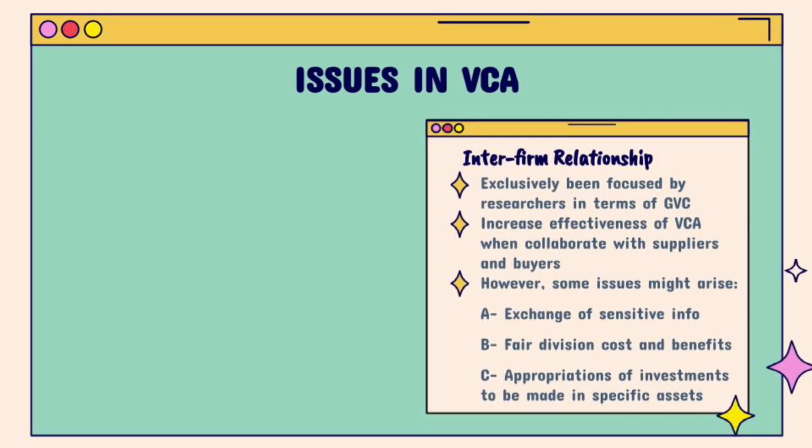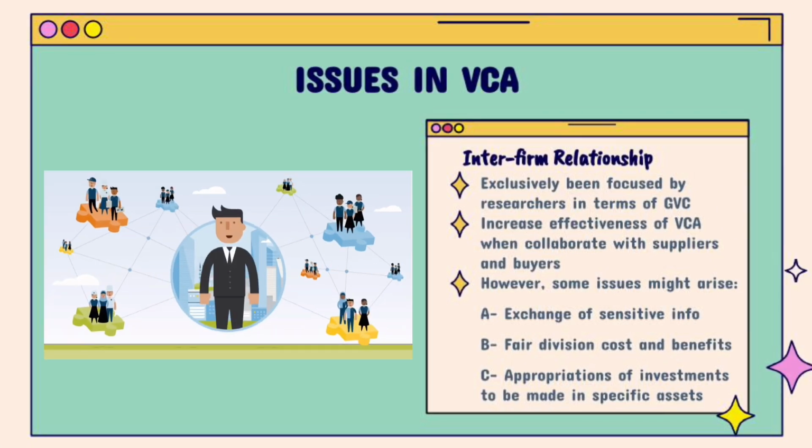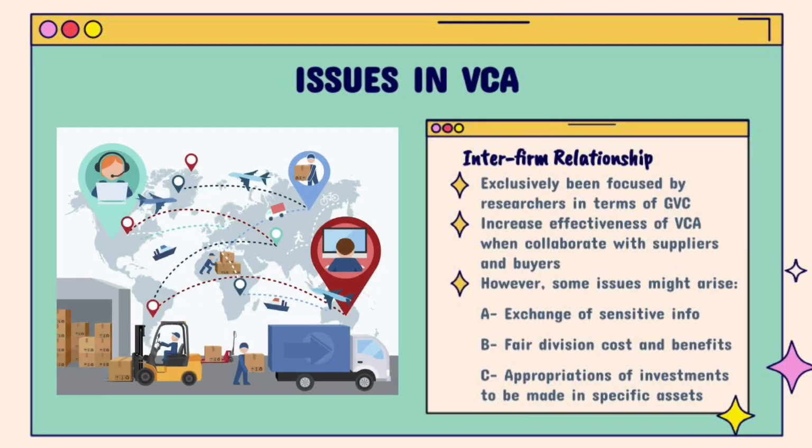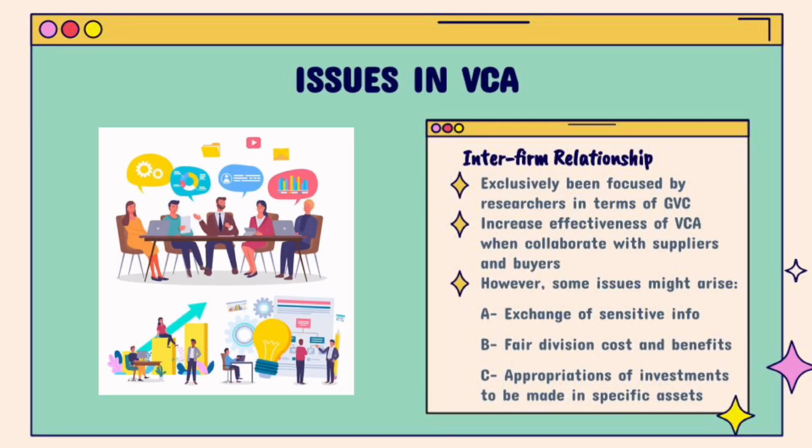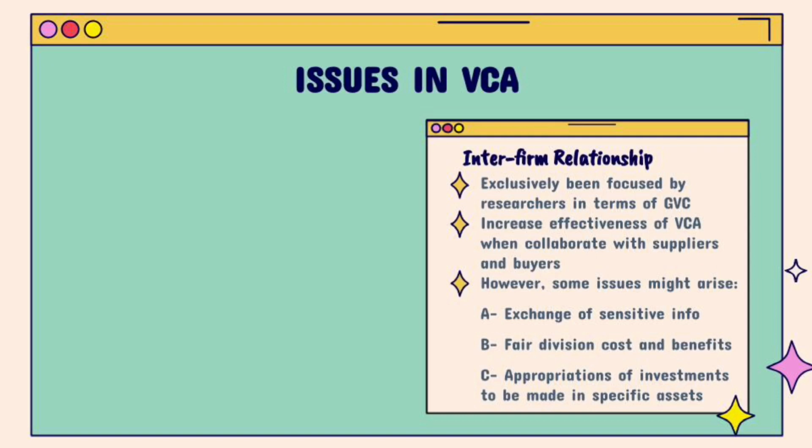Next, inter-firm relationship is the relationship between the firm and its buyers and suppliers. In the value chain, there are interdependent activities where the performance of one activity will influence another activity. In other words, the supplier's activity may impact the buyer's activity in terms of cost and differentiation. This relationship enables firms to more easily locate which activity consumes high cost, leading to effective and efficient VCA. However, there are some issues that might arise in collaborating with buyers and suppliers.